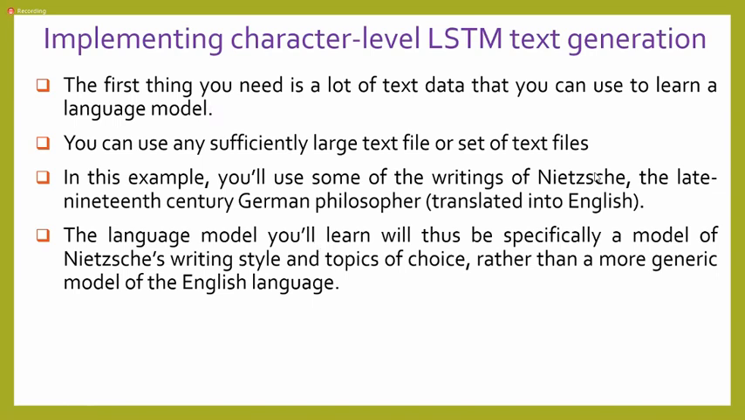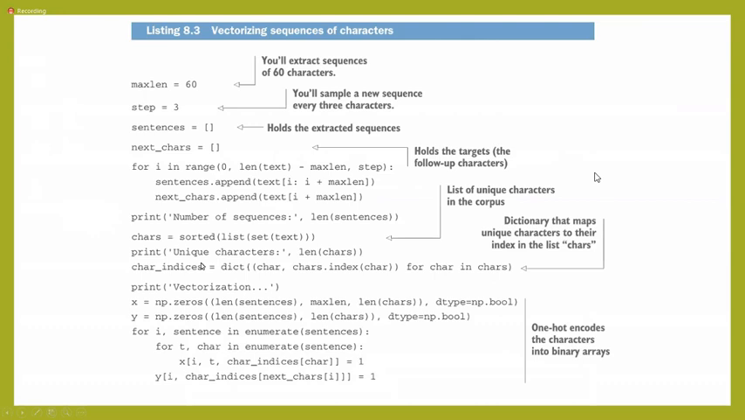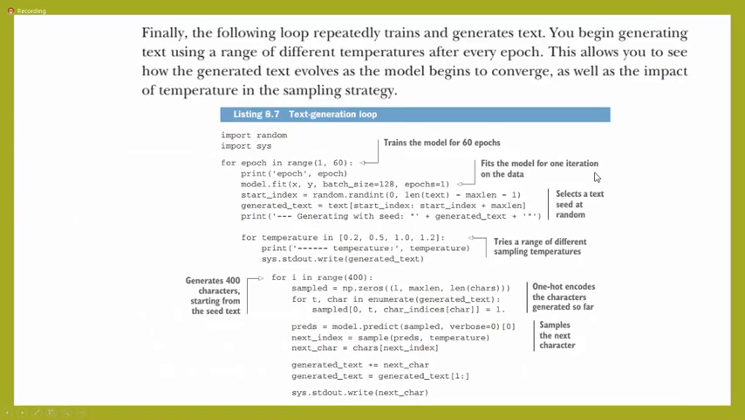The first thing that you need is a lot of text data that you can use to learn the language. So let me just show the example first. If I have these weights, what is happening? I will explain this code later. Let me just go through the output of this code. Suppose this is the output of a code.